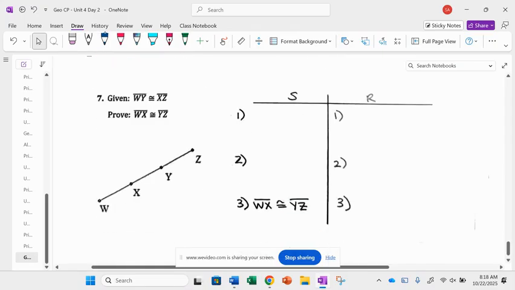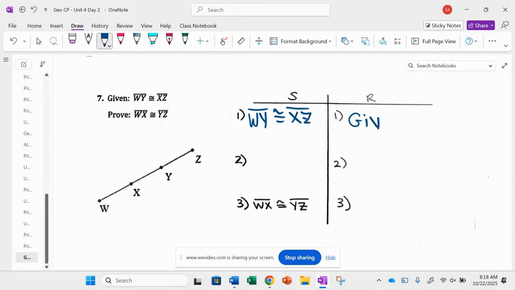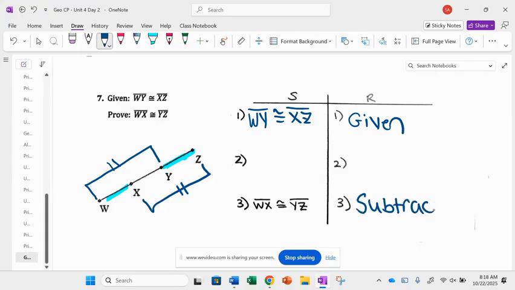Now this one stumped a lot of people. Here we have WY is congruent to XZ. You have to mark your given information to figure this out. And what we want to prove is WX is congruent to YZ. I'm skipping the middle step, jumping to the last step. Do you agree we have the big segments congruent and we're proving the smaller parts? When you go from big to small, isn't that subtraction? So I know my reason for number 3 will be subtraction.